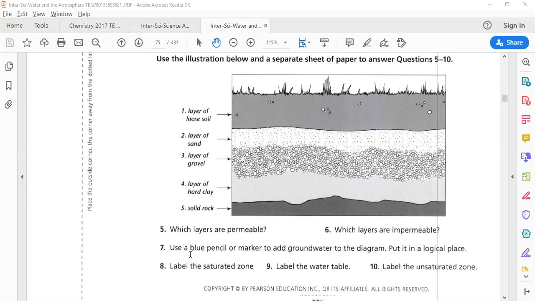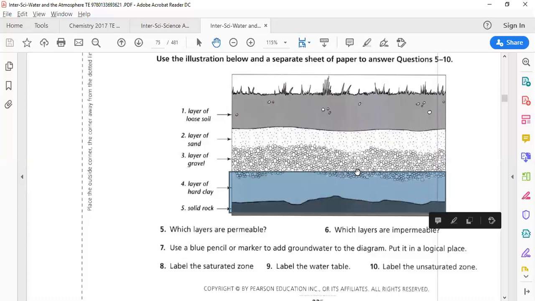Number 7, use a blue pencil or marker to add groundwater to the diagram in a logical place. So here we'll start to put the water in the saturated zone, which should be placed near the bottom of the diagram. This area will be a great area to put the water in. So the water will be here, and the top of this area will be the water table. So this line will be the line for the water table here.